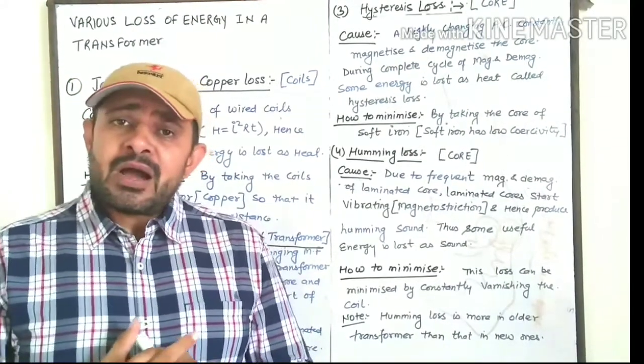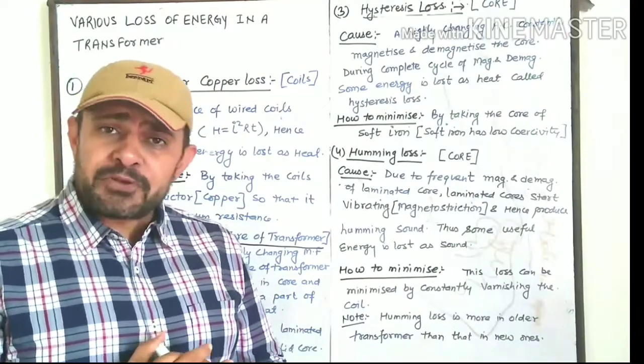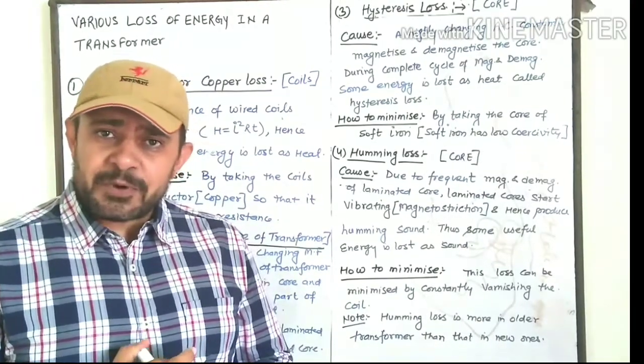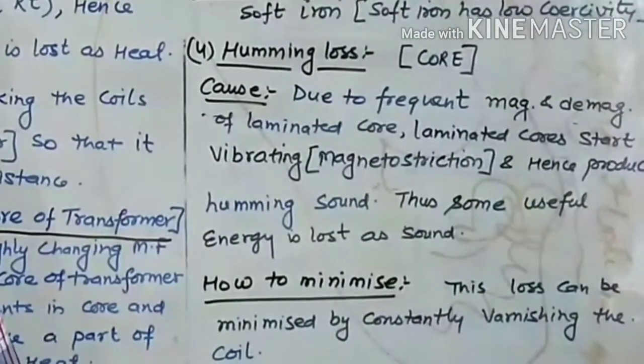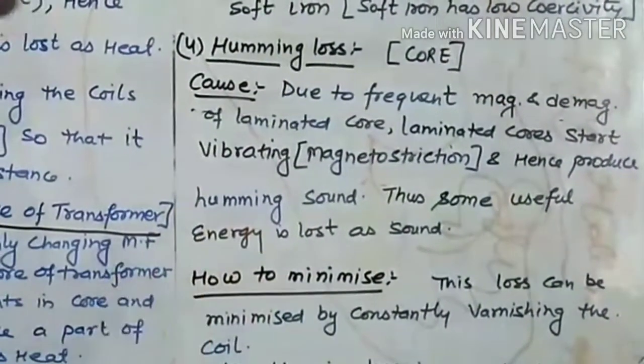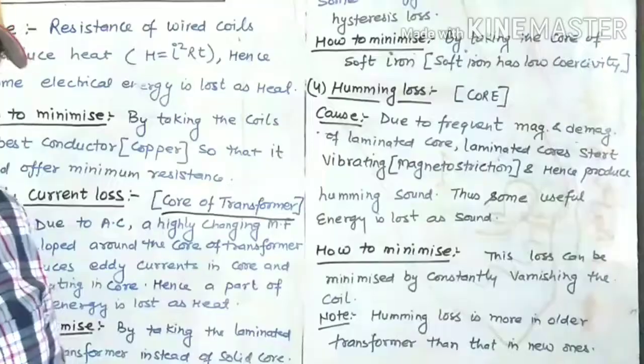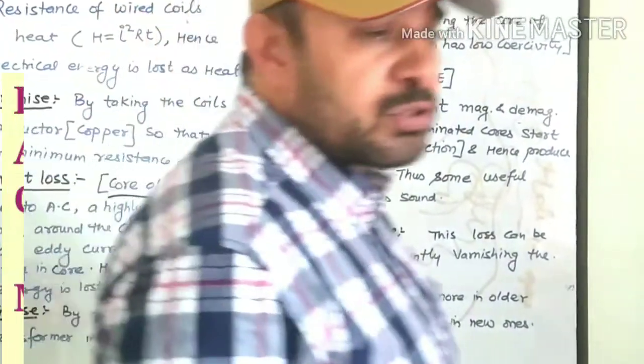And we know a vibrating body produces sound. So vibration produces sound. So some useful energy is lost as sound. So again energy is lost in the core. How to minimize this humming loss?